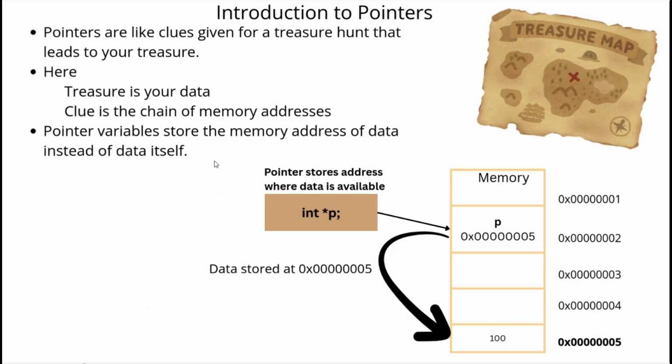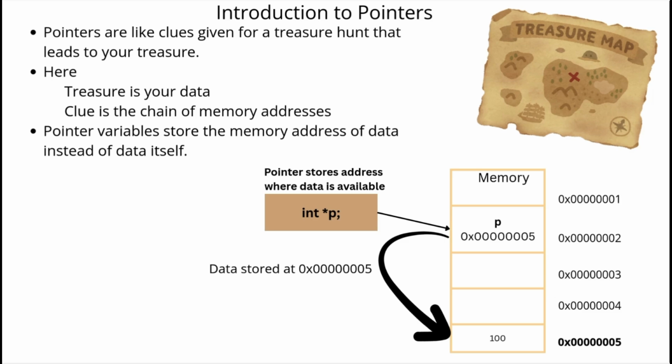So in general, pointers are like a treasure hunt, if you have any idea about it, where different clues are given, and using those clues you will reach your treasure. Pointers are also like that. Instead of having direct access to data, you have memory addresses. Your clues are a chain of memory addresses, which will lead to your actual variable or data.